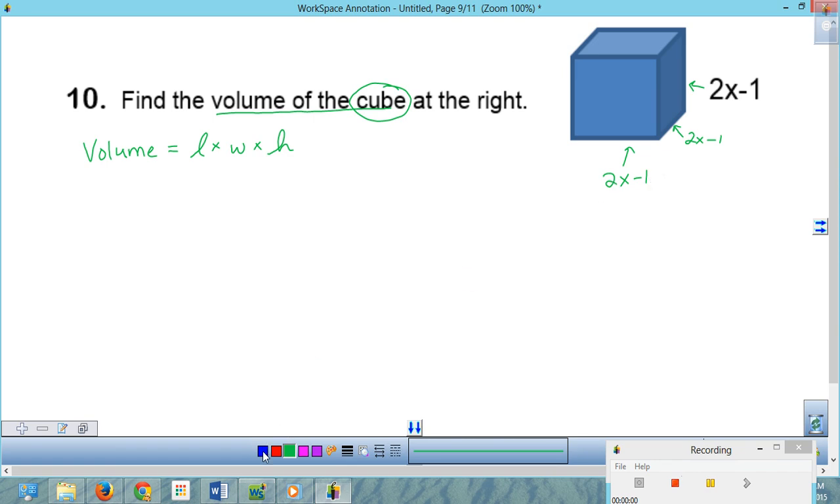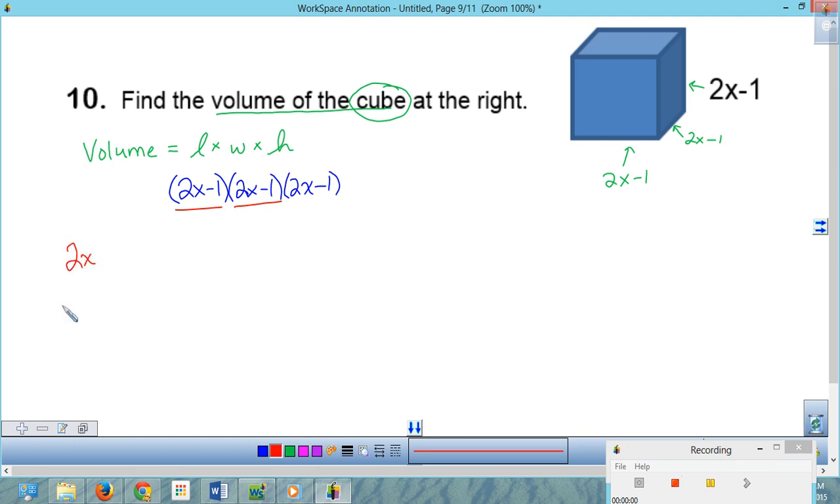Well, if that's the case, then that means we have 2x minus 1 times 2x minus 1 times 2x minus 1. Now it looks complicated, and what you'll end up having to do is multiply this 2 different times. First, we'll do this times that. Now I'm going to use the box method.